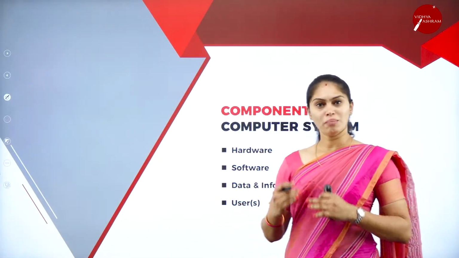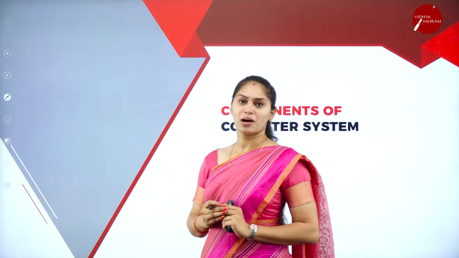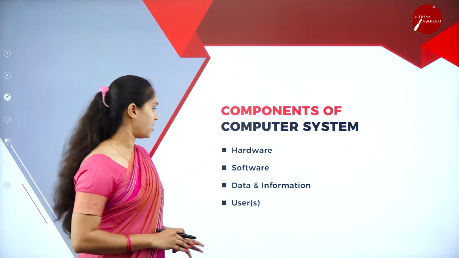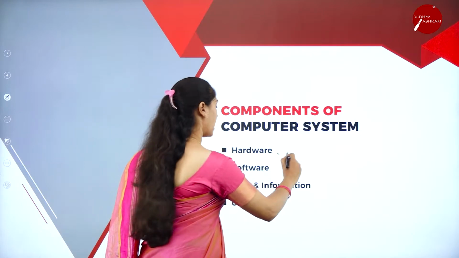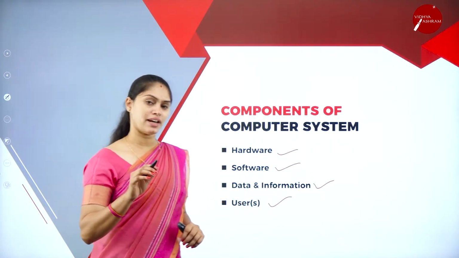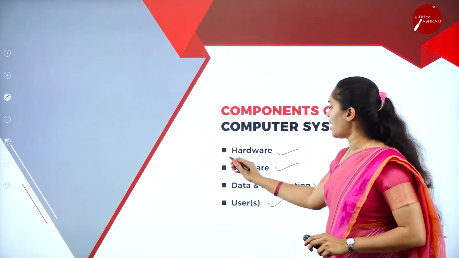Then what are the components of a computer? What are the basic units that we have in a computer? When it comes to the components of a computer system, they are categorized into 4 parts: hardware, software, data and information, and then the user or users. Okay, so let me have a look at hardware.